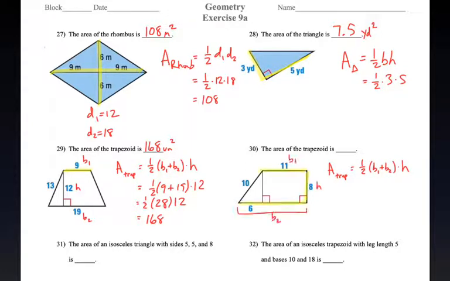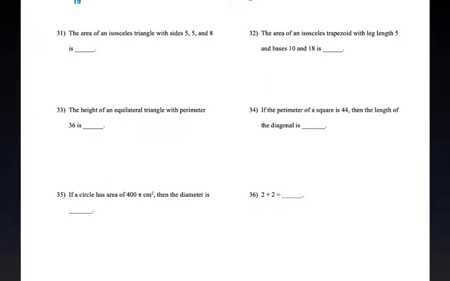Number 30 is also a trapezoid. My two bases, well, base 1 here is 11. Base 2, we got to figure out a little bit. My height, look, there's my right angle connected to the bases, it's 8. My height is 8. We just got to figure out what this missing piece down here is. That looks like a rectangle to me, so that makes that whole B2 equal to 17. 112 is what we get. Remember, add, don't multiply.